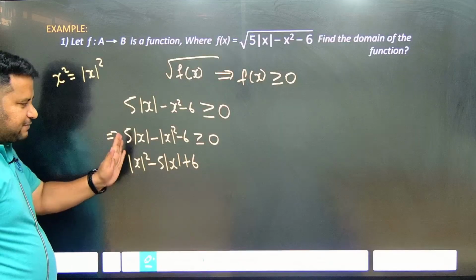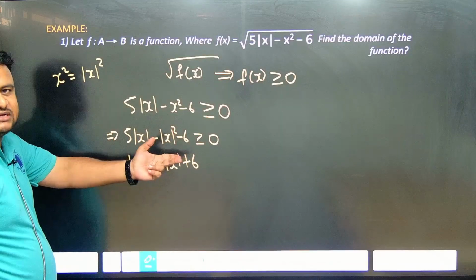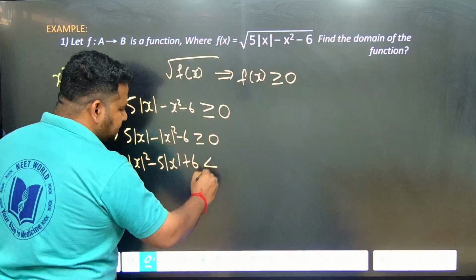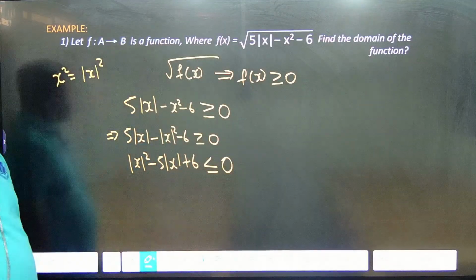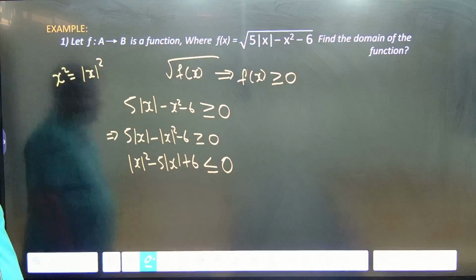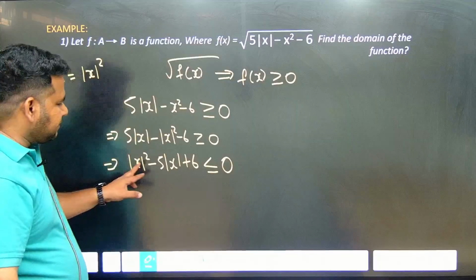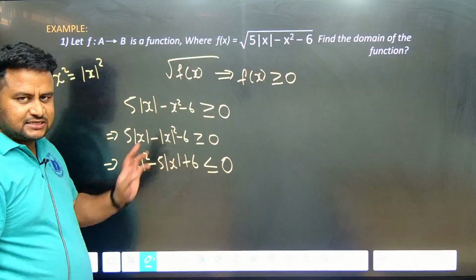Now on multiplying with minus, this inequality will reverse, that is, it will change. Greater than or equal to 0 will become less than or equal to 0. Now let us solve this question. So we have mod x square minus 5 times mod x plus 6 is less than or equal to 0.